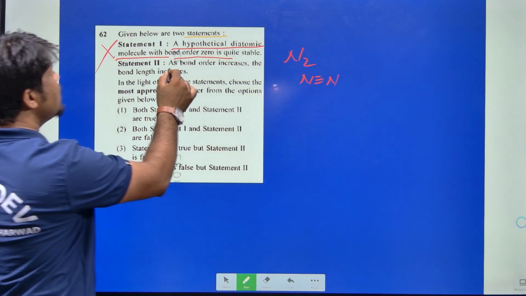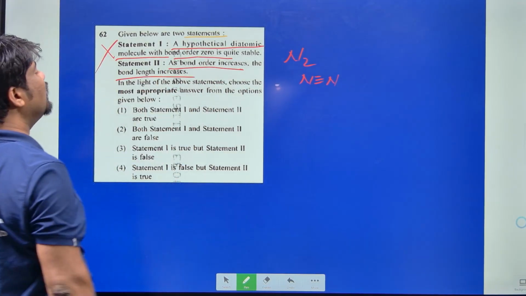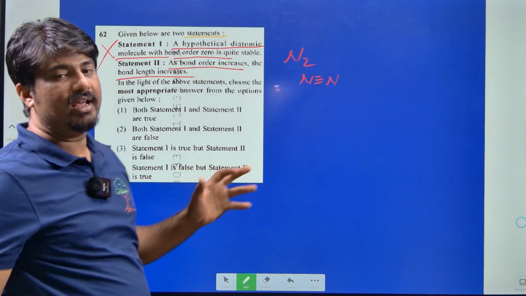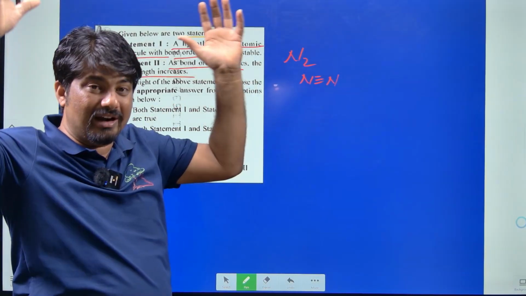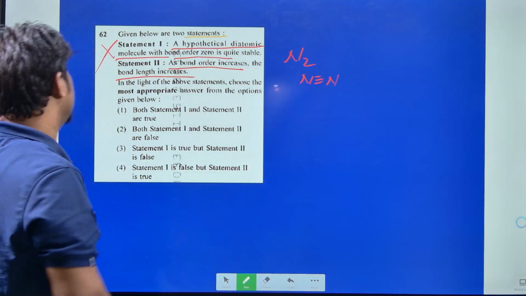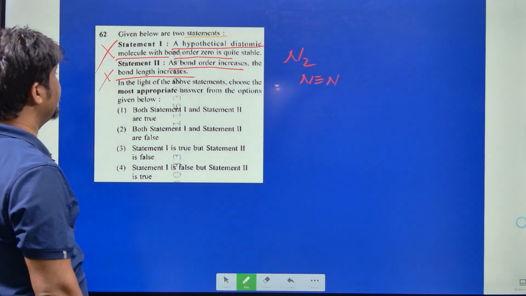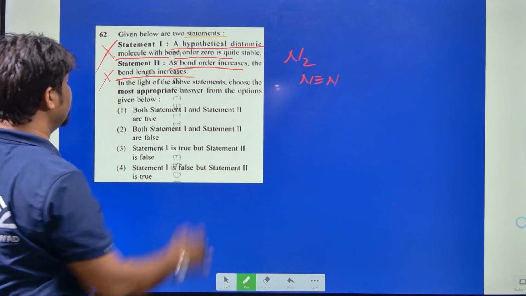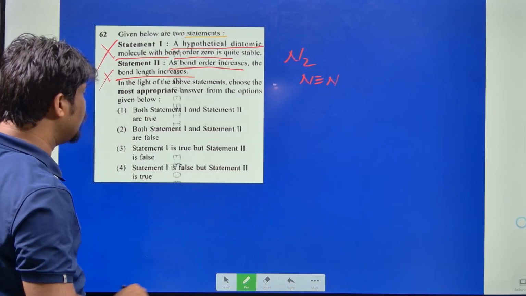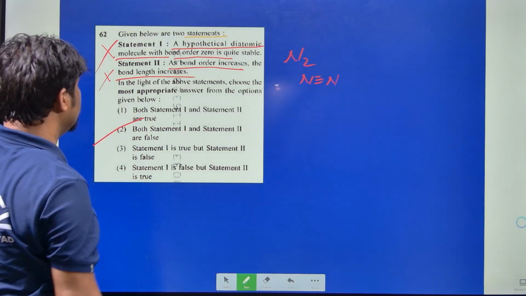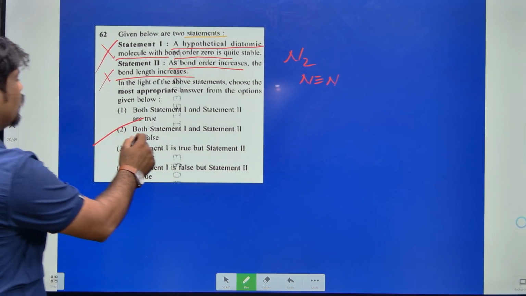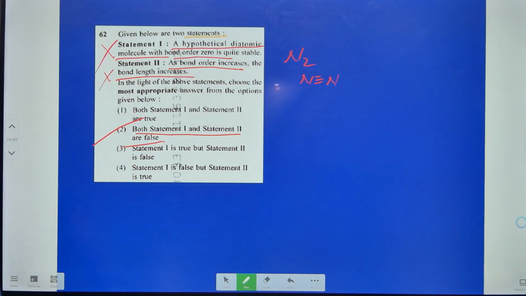Statement 2: as bond order increases, the bond length also increases. Actually it is a wrong statement. As bond order increases, the bond length decreases. Statement 2 is also false or incorrect. So the most appropriate answer for this one is that both statement 1 and statement 2 are false. So option 2 is the right answer. Well, dear all, go to the next problem then, 63.